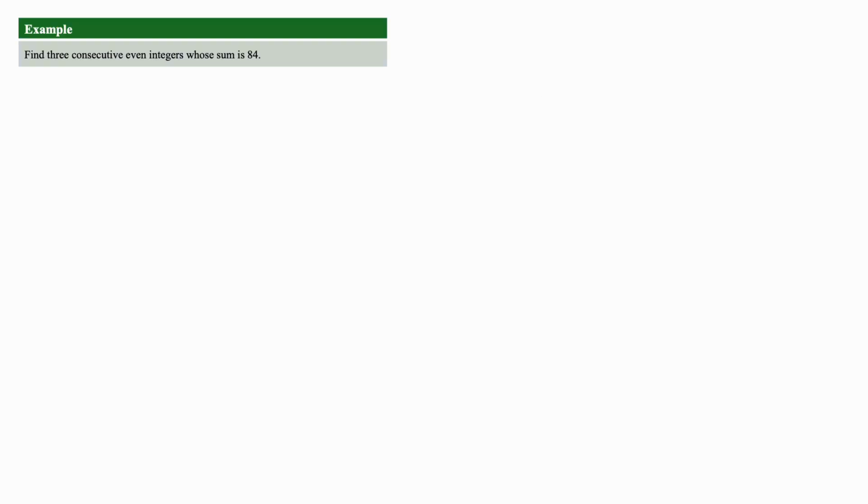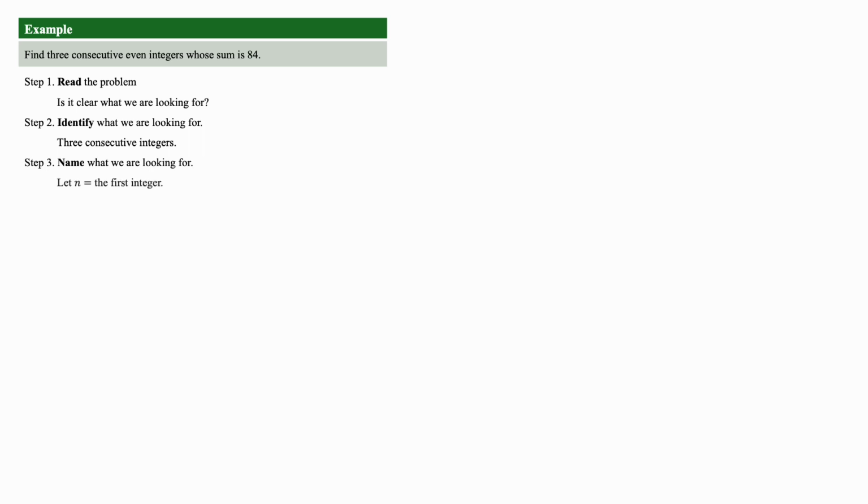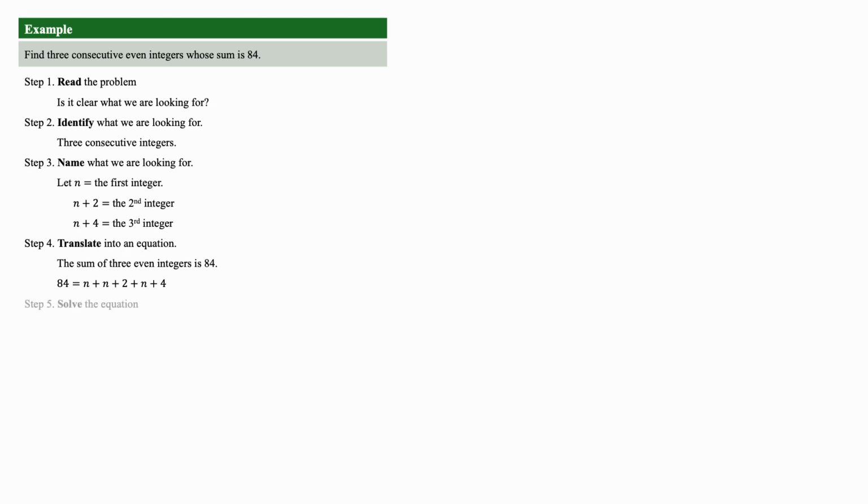In this example, let's find 3 consecutive even integers whose sum is 84. Let's read the problem and make sure it's understood what we are actually looking for. Then let's identify what we are looking for, which is the 3 consecutive even integers. And let's name them. The first integer is simply n, the next one is n plus 2, and the next one is n plus 4. Let's translate this into an equation and add all of those together, which will equal 84 in the end.